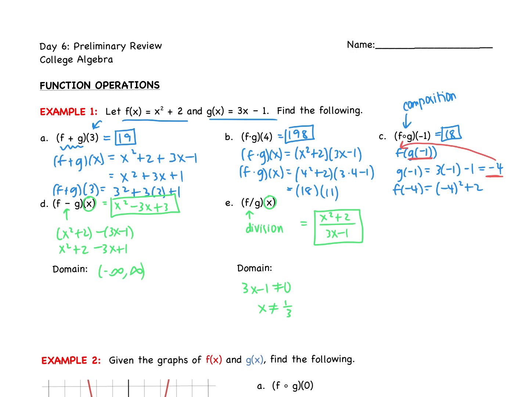So 2 ways to write the domain. X can be any number but 1/3. That's probably the easiest way to write the domain. If you prefer to write it in interval notation, we can do that as well. Interval notation would be negative infinity to 1/3, and then again 1/3 to infinity. Either of those would be acceptable. I would probably use the first notation because I think it's easier to write than interval notation for this one, but either one will work.